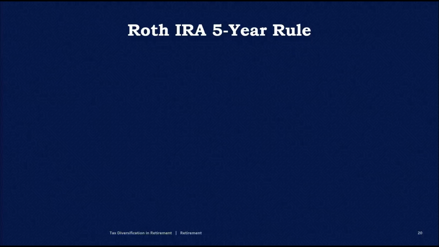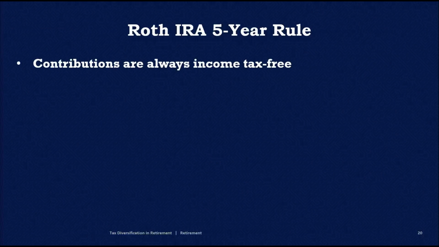If you do not fit into those two rules, so you haven't had it for 5 years or you're under 59.5, then there may be some taxes or penalties to pay. Okay, so that's the big thing on the 5-year rule.